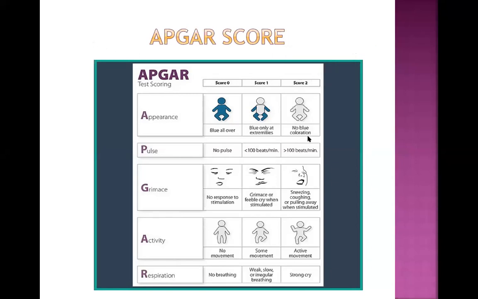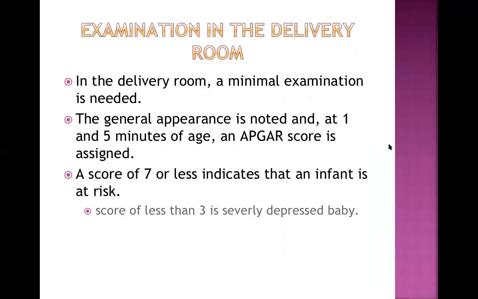Now let's interpret it. See here, it is written, a score of 7 or less indicates that an infant is at risk. Now, what is the risk? There is a risk of hypoxia, the risk of hypoxic damage of the brain. Why is a score of less than 7 at risk? If we add all the points and it is, for example, 5, this baby is not up to the mark.